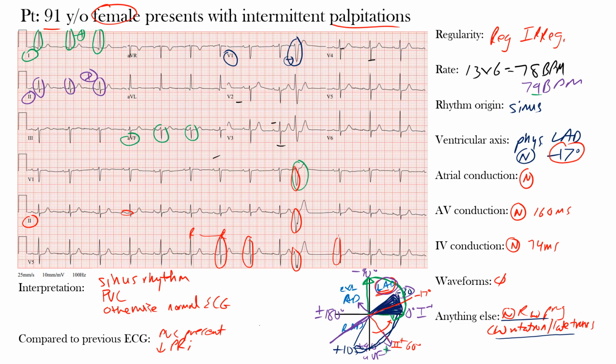So in conclusion, our 91-year-old female that presents with intermittent palpitations has an EKG showing sinus rhythm with premature ventricular complexes. Well, that's the end of this EKG of the week, and I hope you learned something.